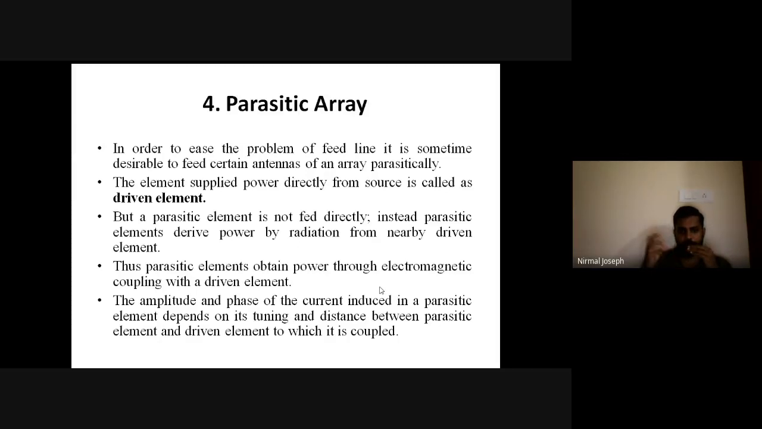The amplitude and phase of the current induced in a parasitic element depend on its tuning and the distance between the parasitic element and the driven element to which it is coupled. That is the basic thing. If the parasitic element is located at a larger distance, naturally the probability of inducing current will be less. So they should be tuned properly to get maximum transfer. Those are basic things.